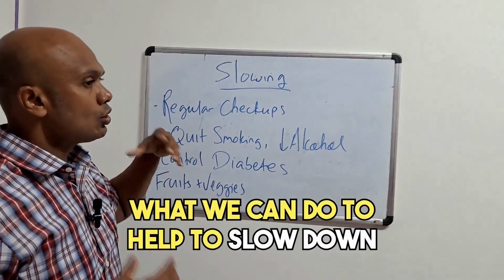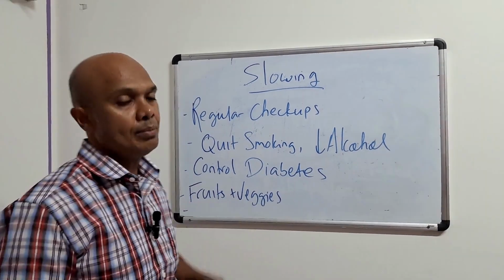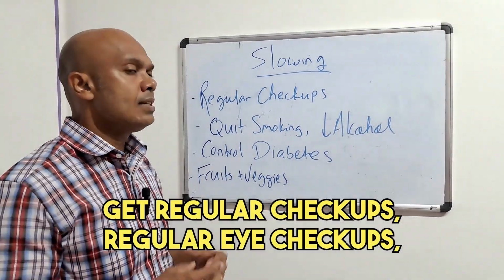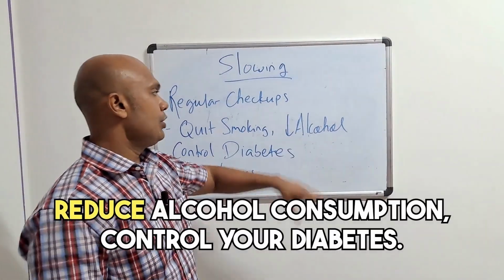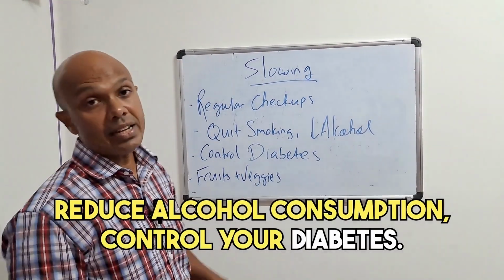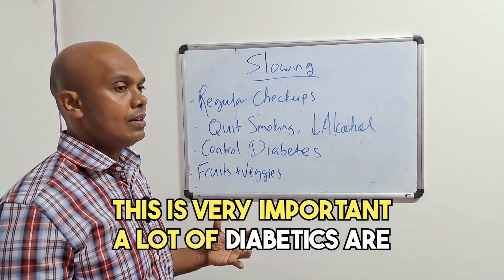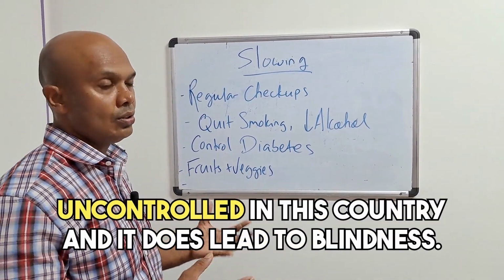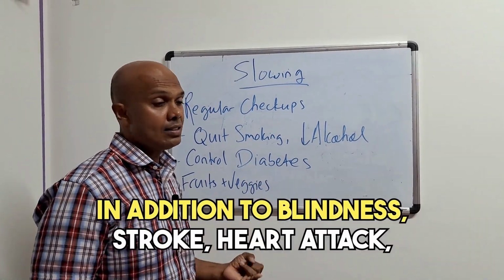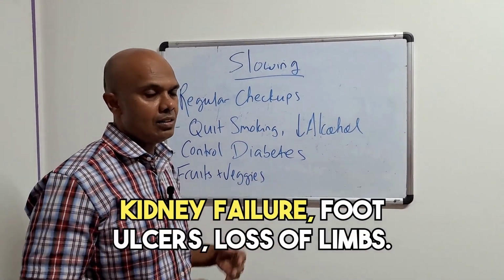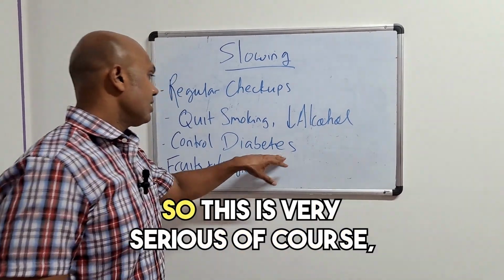What we can do to help slow down the formation of cataracts: get regular eye checkups, making sure that we catch problems early, quit smoking, reduce alcohol consumption, and control your diabetes. This is very important. A lot of diabetics are uncontrolled in this country, and it does lead to blindness. In addition to blindness, there is stroke, heart attack, kidney failure, foot ulcers, and loss of limbs. Okay, so this is very serious.